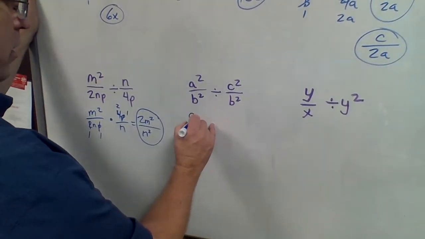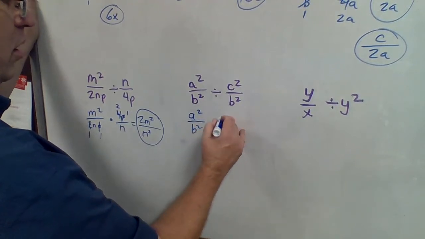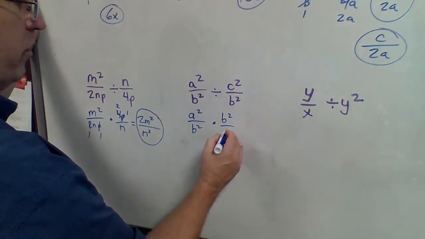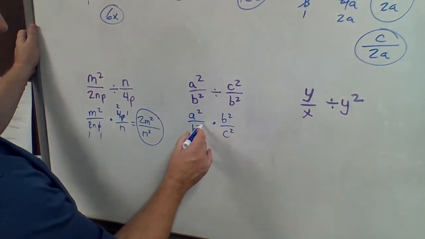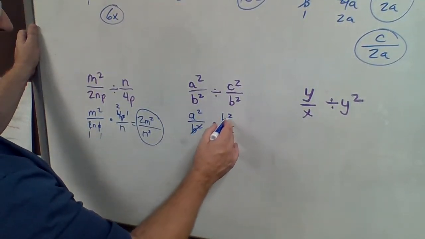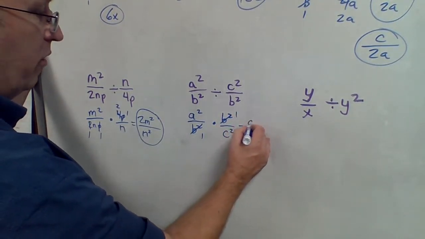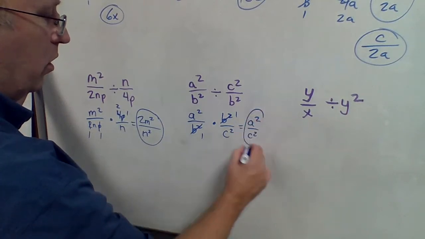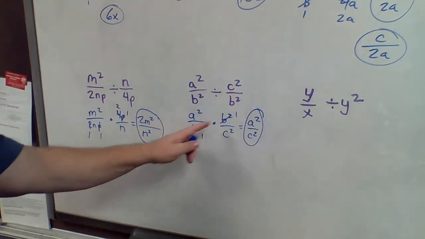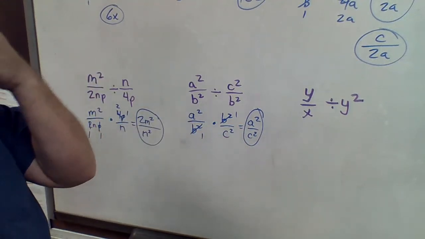Okay, how about a to the second over b to the second times the reciprocal of the second number? Ooh, this is kind of cool. I can divide by b to the second, divide by b to the second, and I get 1s in both spots. And this one finishes pretty fast. A squared over c squared. We're done. A squared times 1 is a squared. 1 times c squared is c squared.